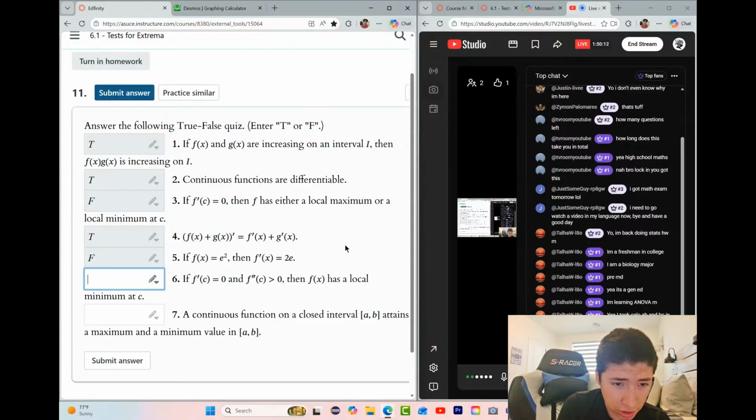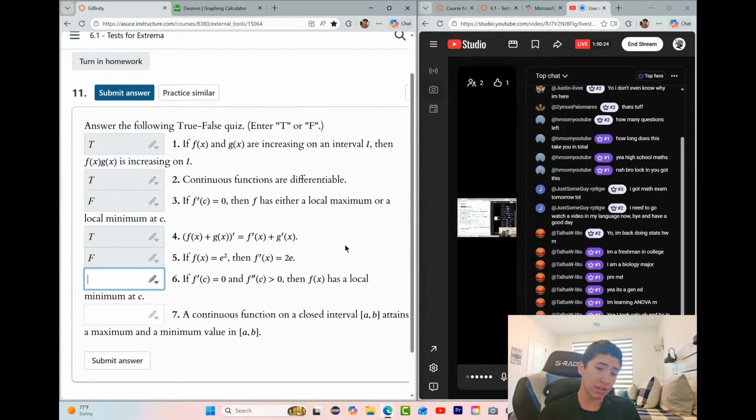If f'(c) equals 0 and f''(c) is greater than 0, then f(c) has a local maximum at c. Hold on. So if f''(c) is greater than 0, then we know that the function is concave up, and that means it has a local maximum. Yes, true.